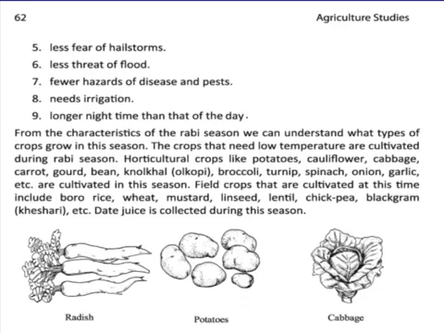Field crops, that is, the crops sown in the field, are cultivated at that time, including Boro rice, wheat, mustard, linseed, lentil, chickpea, black plum, khesari, etc. And date juice is collected during the season.